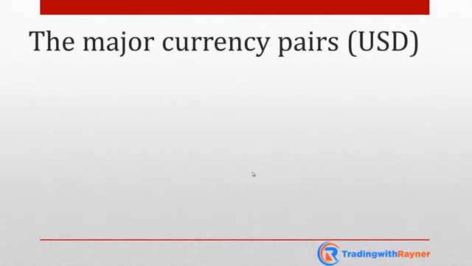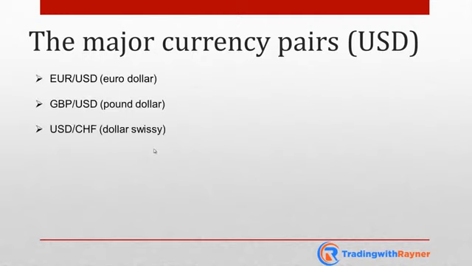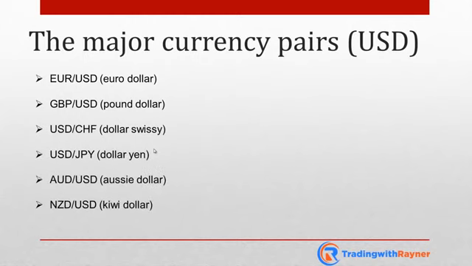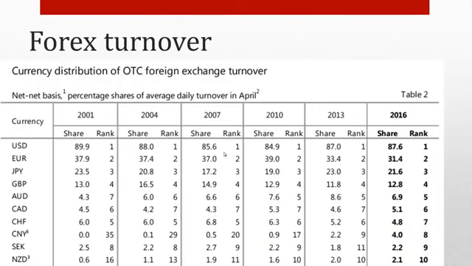So the major currency pairs are typically the currency pairs that are the most liquid, and they have a dollar element to them. For example, Euro dollar, Pound dollar, dollar Swiss, dollar Yen, Aussie dollar, Kiwi dollar, and dollar Loonie. Notice that they all have the USD element in all of these currency pairs. And these 7 currency pairs are the most liquid currency pairs. So that's why they're called the major currency pairs, the most popular and most heavily traded currency pairs.